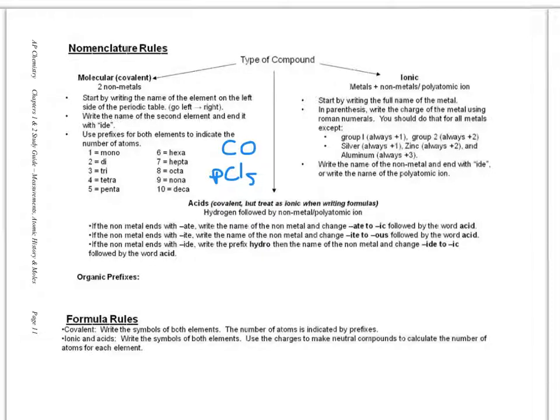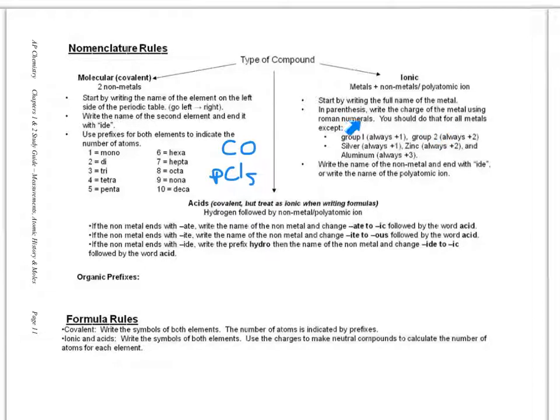If you have something that's ionic, you know it's ionic because you have a metal bonded with a nonmetal, then you do the first two steps similar to the covalent. So you write the name of the first element, which is usually your metal. Then you write the name of the second element, which is the nonmetal, and end it with "ide," unless it's a polyatomic ion, then you keep its ending. So if it's sulfate, you leave it as "ate," for example.